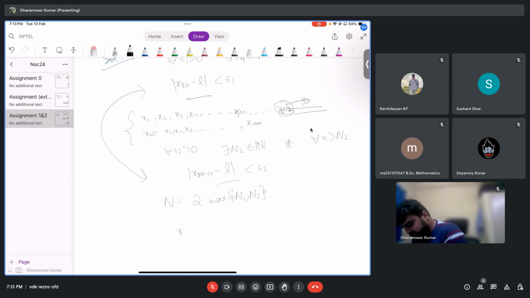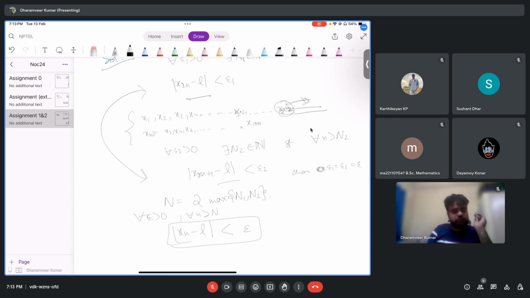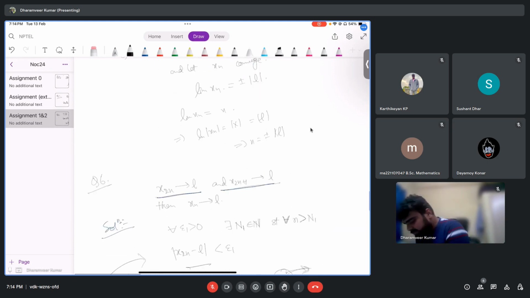So that means choose epsilon 1, epsilon 2 equal to epsilon. So for every epsilon greater than 0, for all n greater than this n, this is true. This is how you find n. Basically, you have to find n for a given epsilon. So the statement is true.